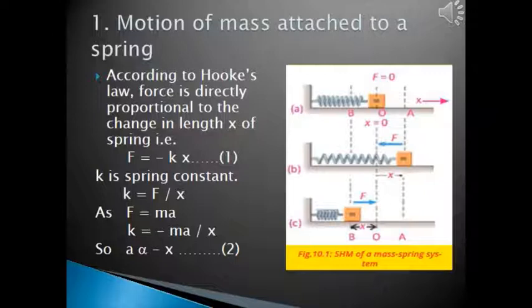k = F/x. Applying Newton's second law, the relation becomes k = -ma/x. So acceleration a is directly proportional to -x. This relation shows that whenever a body starts accelerating, it will always be directed towards the mean position. Whenever a body starts vibrating or stops vibrating, it ends its motion, its vibration, at the mean position.